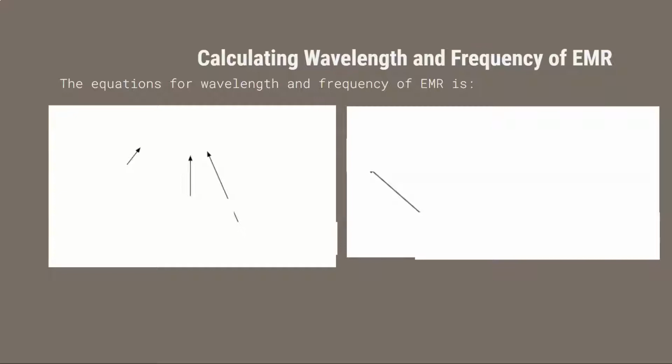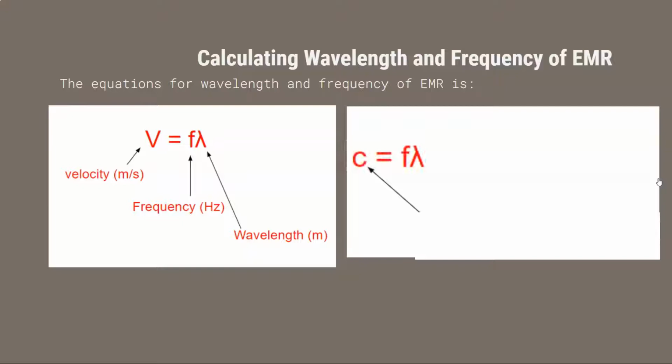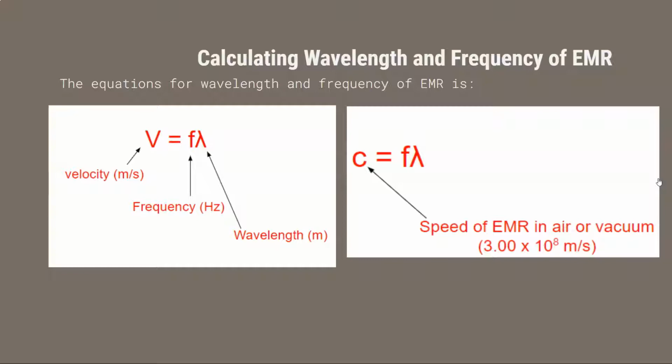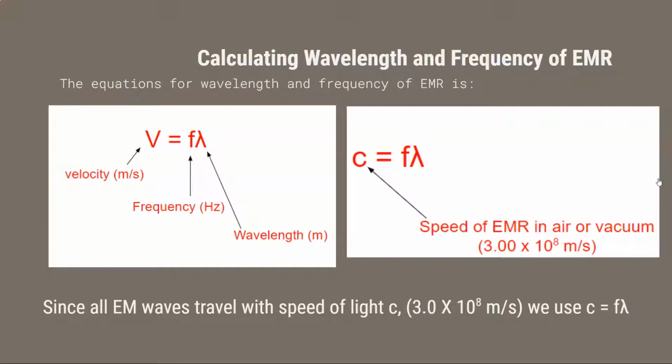So we can use an equation that allows us to solve for the frequency and the wavelength of the electromagnetic radiation spectrum. Normally, you would use velocity equals frequency times wavelength. Velocity is measured in meters per second, frequency is measured in hertz, and wavelength is measured in meters. However, for our purposes, we are going to be using the constant of 3.00 times 10 to the 8th meters per second.